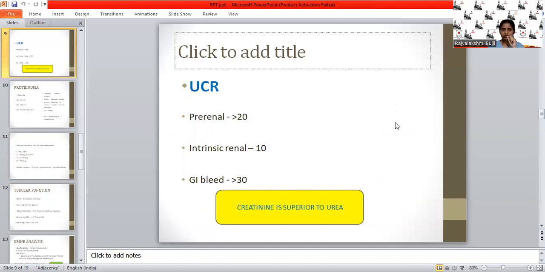Some patients will have increased urea and hypernatremia. In such a scenario, by estimating the free water deficit and replacing the free water, we can avoid kidney injury. If the urea creatinine ratio is 10, the cause of AKI can be intrinsic. In case of GI bleed, the urea creatinine ratio will be more than 30. Because of all these limitations, urea is inferior to creatinine in the estimation of acute kidney injury.